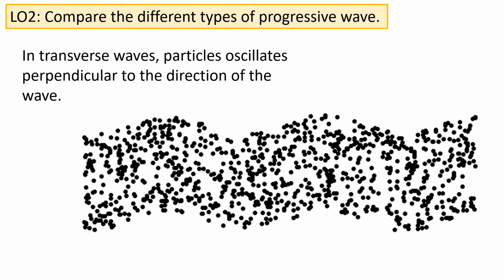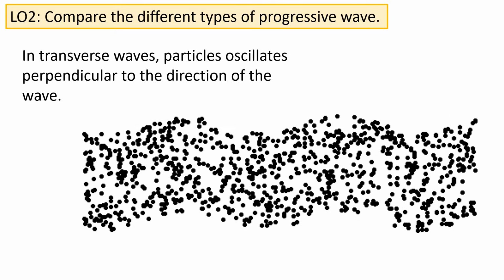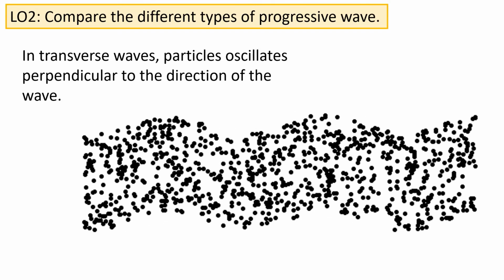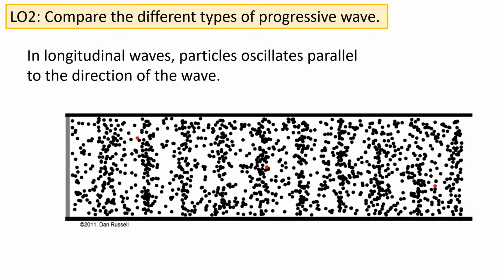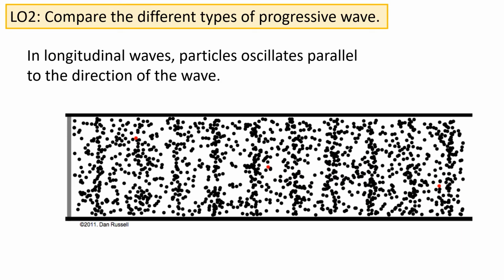There are two types of progressive wave. One type is known as the transverse wave. In a transverse wave, particles oscillate perpendicular to the direction of the wave. Look for example at the particles in the diagram. They're oscillating up and down, whereas the wave moves left to right, as can be seen from looking at the peak of the wave.